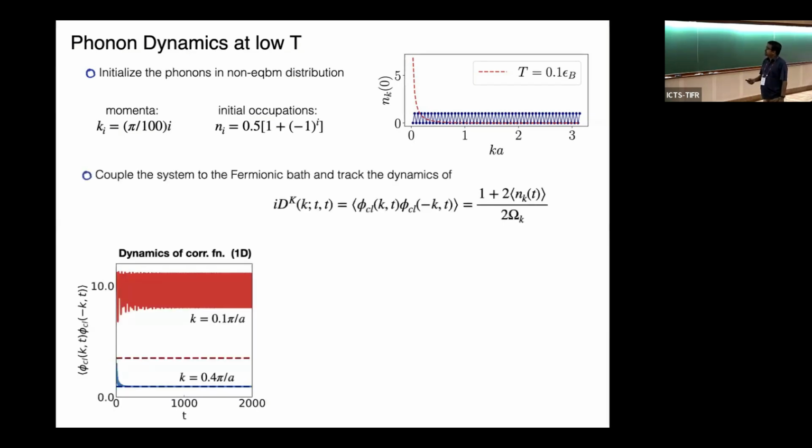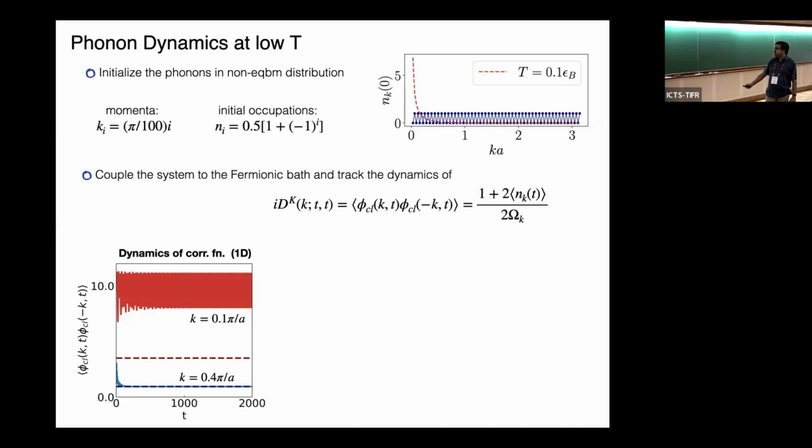And I'm interested in asking, I calculated the phi-phi correlator at large times, which is related to 1 plus 2 times n_k(t) over omega_k. And I ask, okay, does it go to its equilibrium value with the temperature of the electron bath? So here is the dynamics of the correlation function. This is at low temperature. So what you see is that when k is 0.1 pi over a, this is what the dynamical correlator is doing. This is the thermal value.